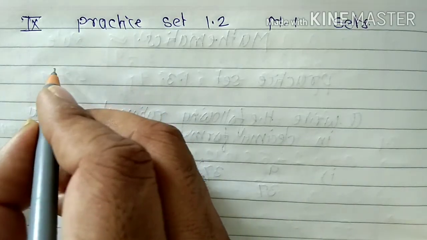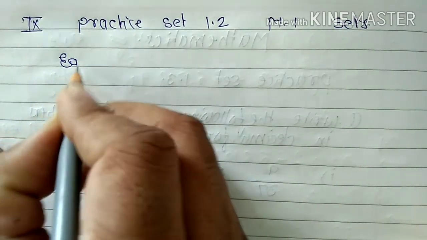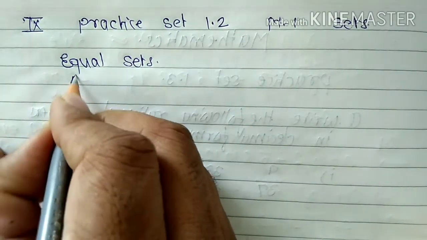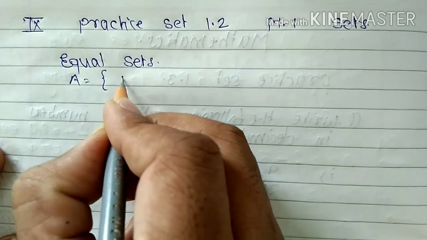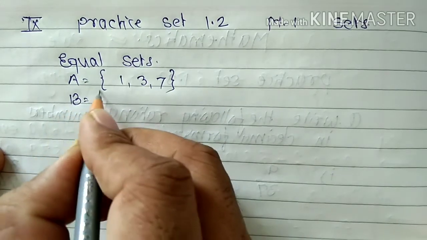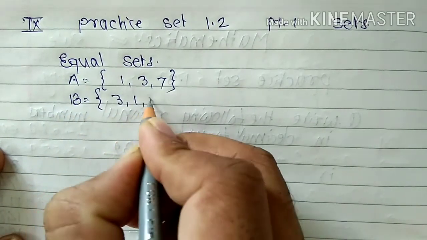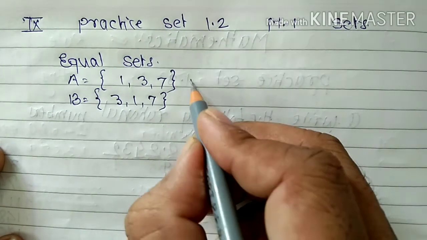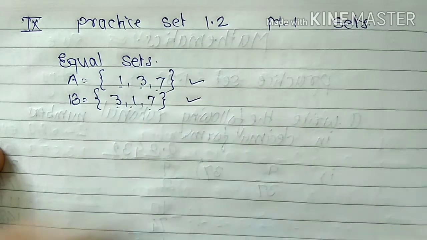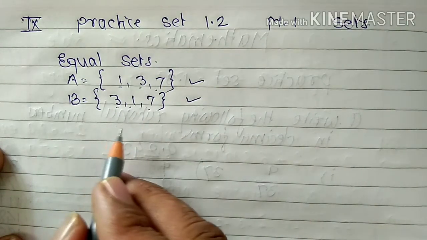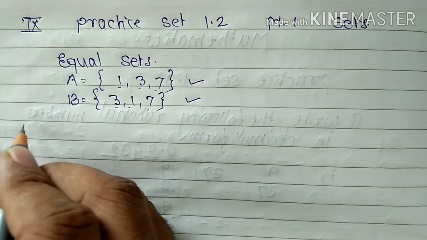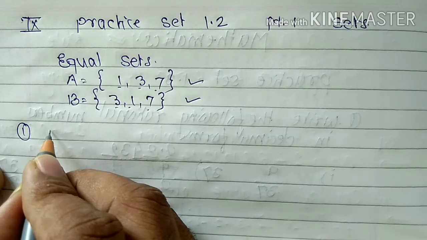For that purpose, let us see first what we mean by equal sets. Equal sets. Suppose there are two sets, set A having elements 1, 3 and 7, and another set, set B, having elements 3, 1, 7. So we can say these two are equal sets. See, 1, 1, 3, 3, 7, 7. So that is why we can say these two are equal sets. Now see one example. We have to decide whether these two are equal sets or not.